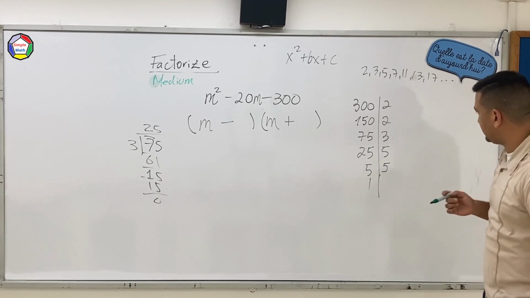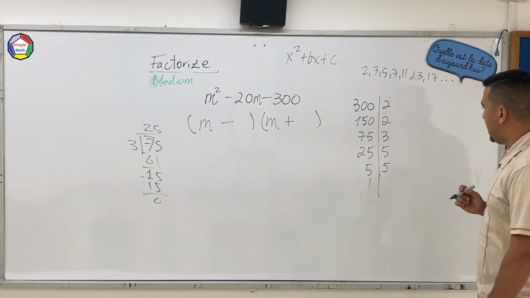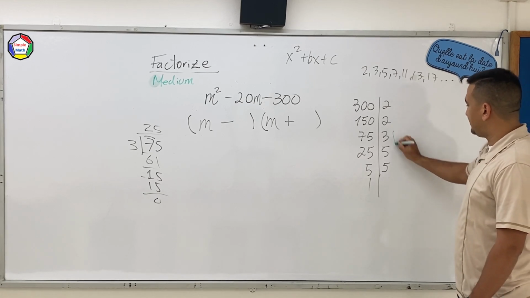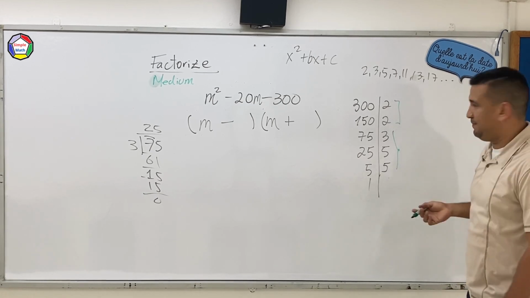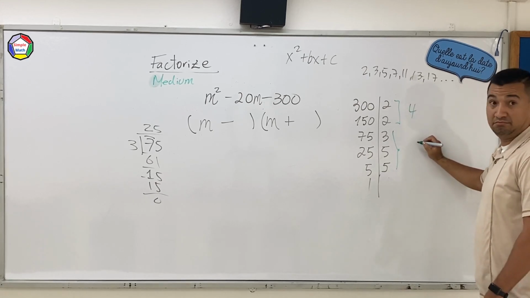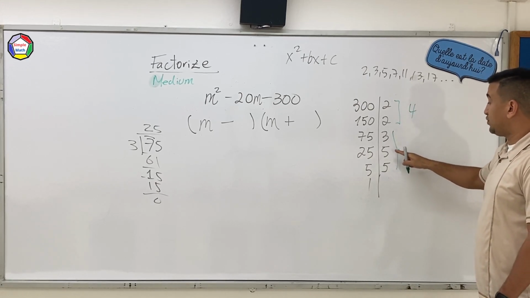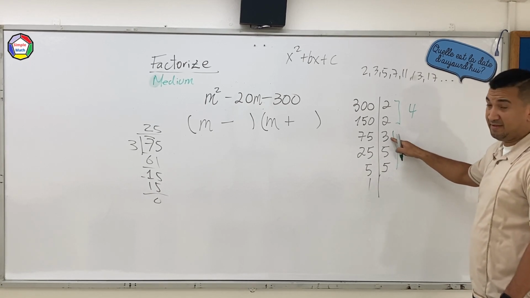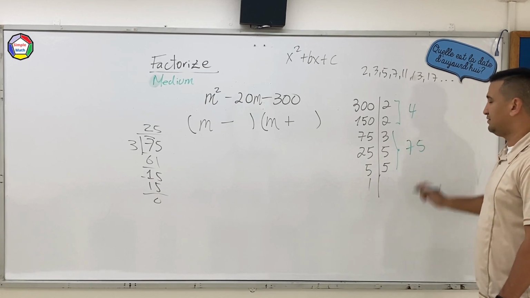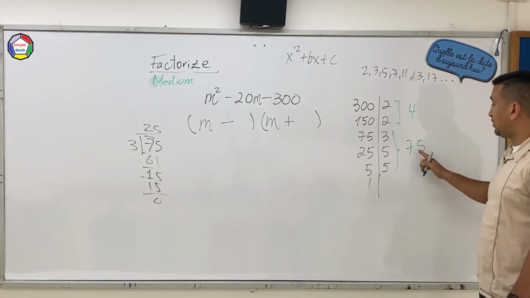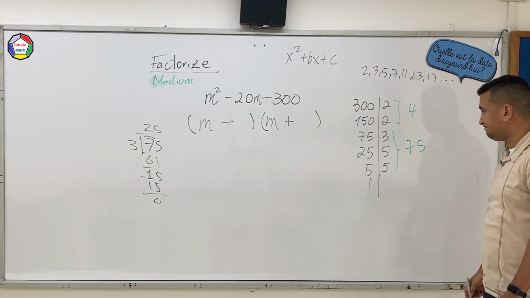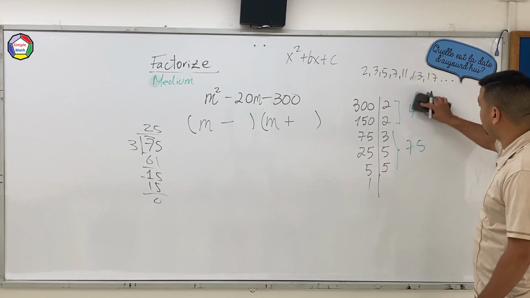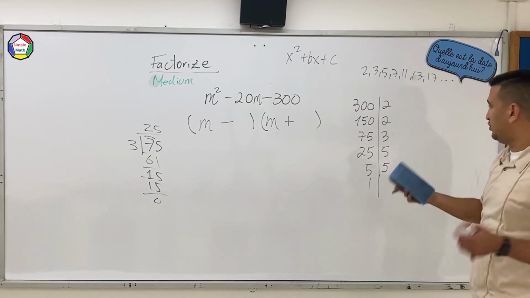So let's think of another combination. What will happen if I combine these 3 and these 2? Let's see what happens. 2 times 2 is 4. 5 times 5 is 25. 25 times 3 is 75. We have the same problem. If we subtract 75 and 4, the answer is never 20. So this combination neither worked for me. So let's try another combination.